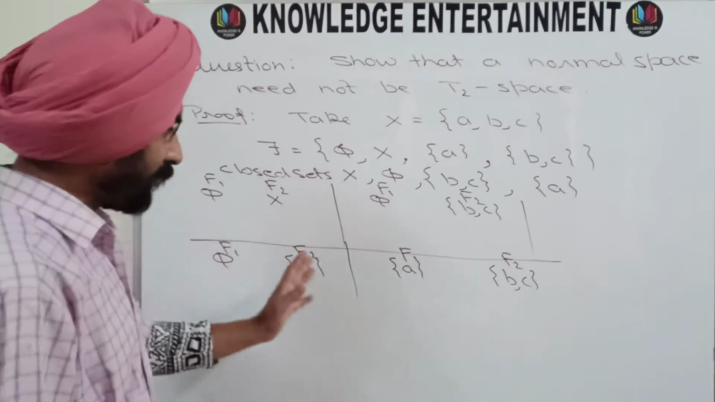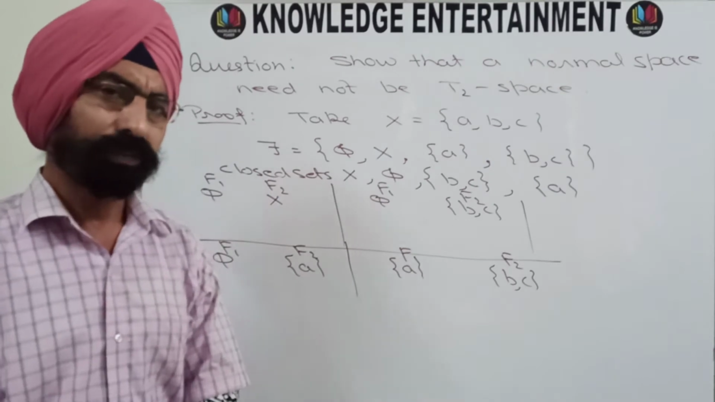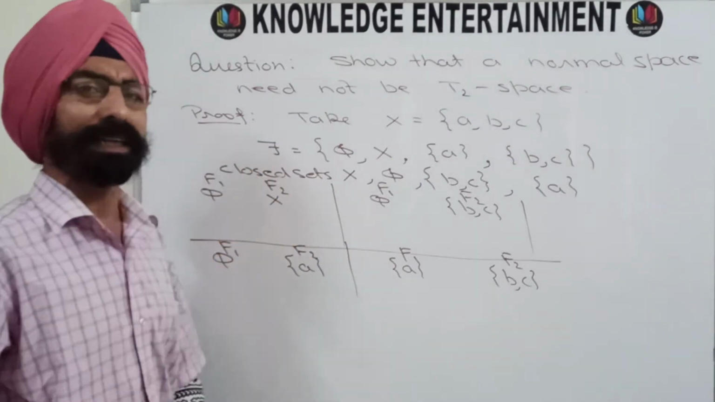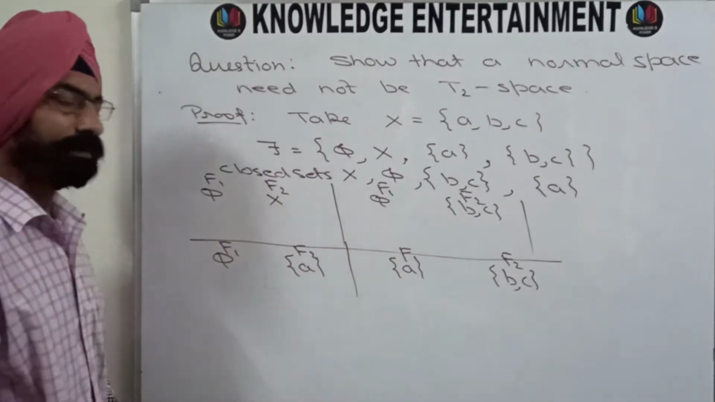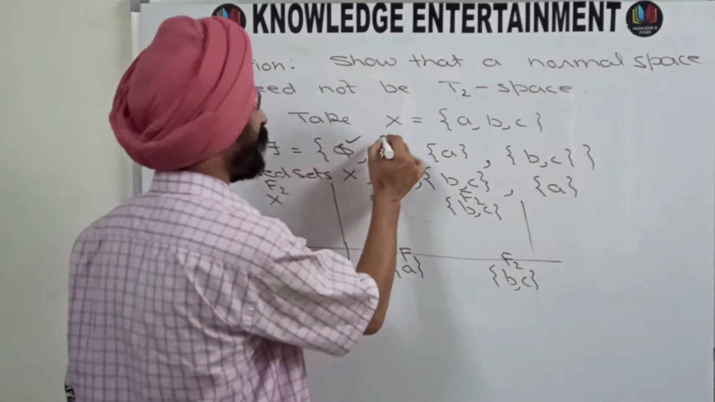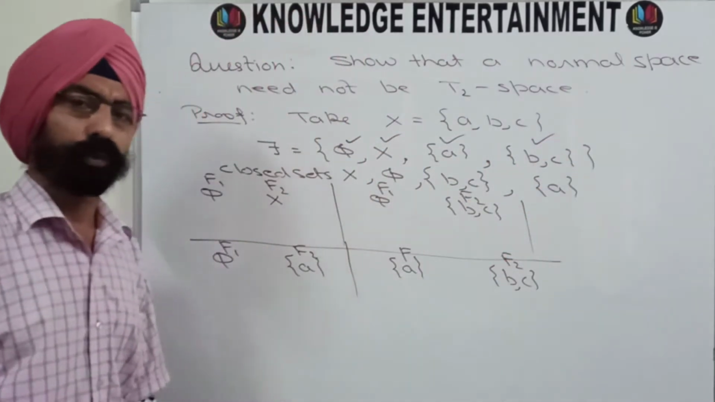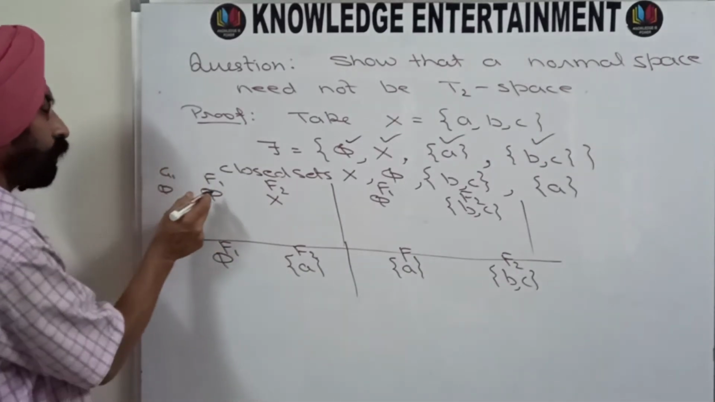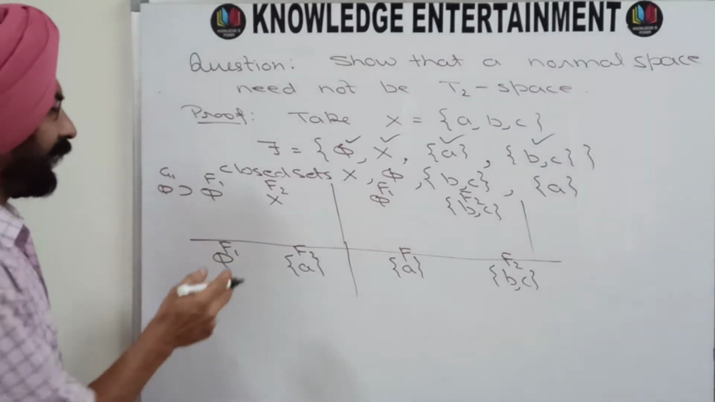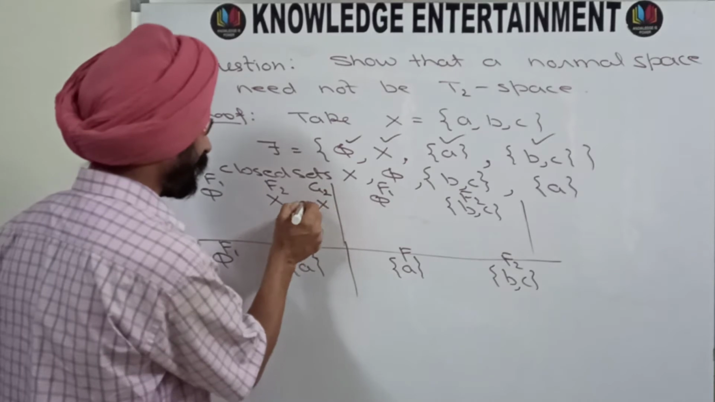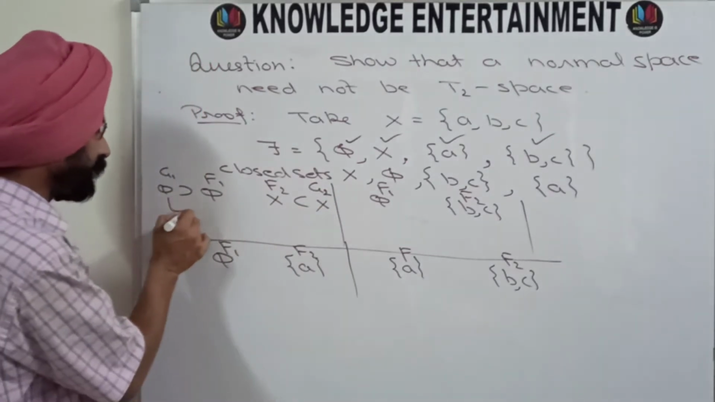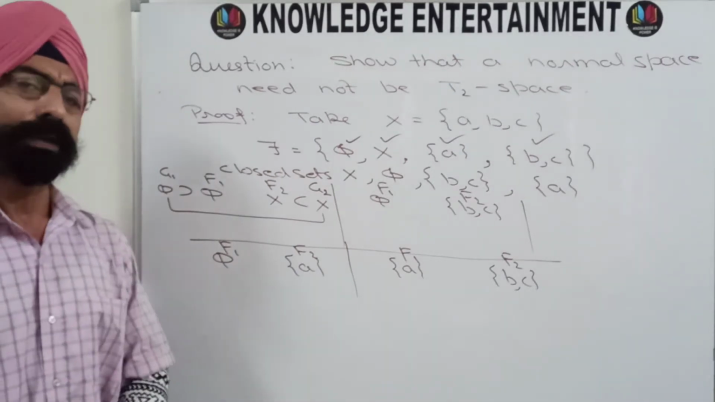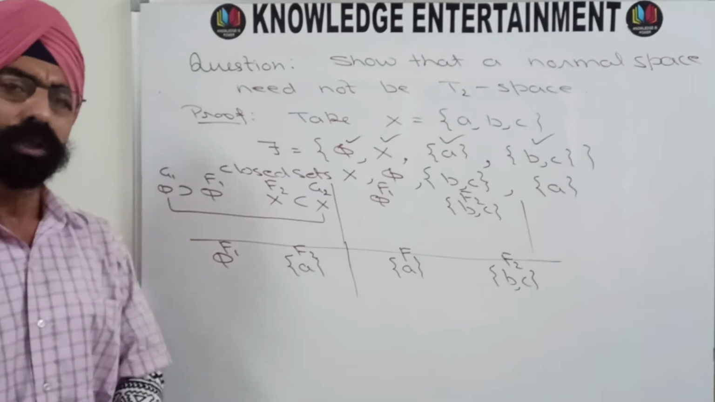So we need to find in all these possible cases a pair of disjoint open sets containing them: one open set containing the first set F1, the other containing the other set F2. And these are your open sets, the members of the topology. In the first case, you can take your phi as your G1. So this phi is contained in phi, it's obvious, and for G2 you can take the set X because X is contained in X, and these two are also disjoint sets. So you are able to find a pair of disjoint open sets containing the given two disjoint closed sets in the first case.